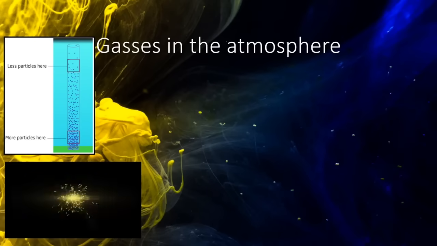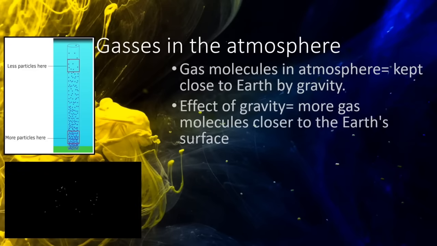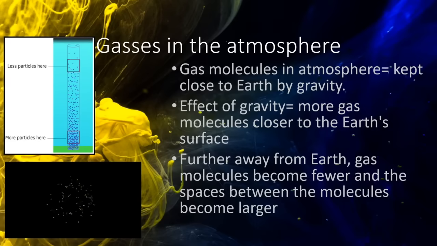With regards to the gases in our atmosphere, gas molecules in the atmosphere are kept close to the Earth by gravity. The effect of gravity means that there will be more gas molecules closer to the Earth's surface than there are further away. As you move further away from the surface of the Earth, the gas molecules become fewer, which means that density decreases, and the spaces between the molecules become larger, until there are no more molecules and only space left.